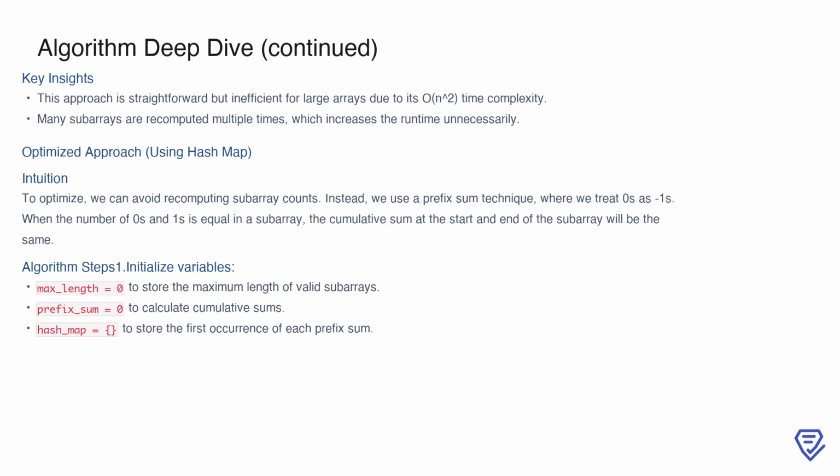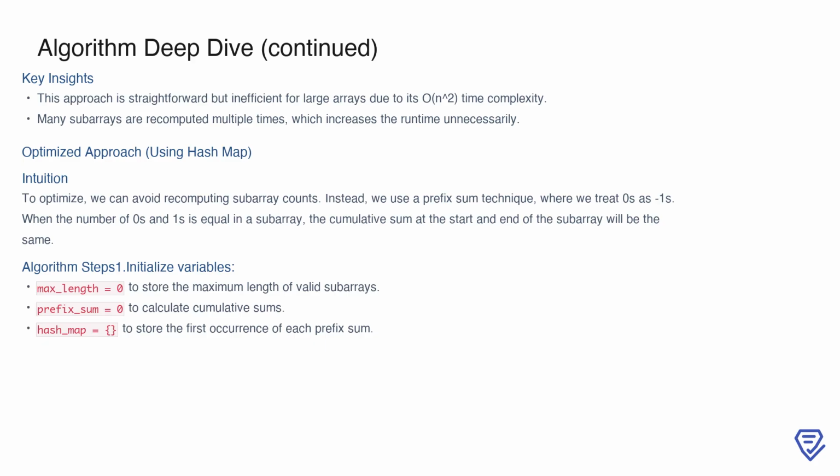The key insight here is to treat zeros as -1s and compute a cumulative sum as we iterate through the array. When the number of zeros and ones is equal in a subarray, the cumulative sum at the start and end of that subarray will be identical. This means we can reduce the problem to finding subarrays where the prefix sum stays consistent.